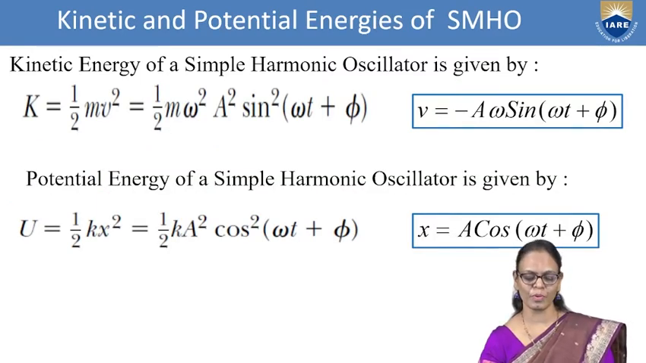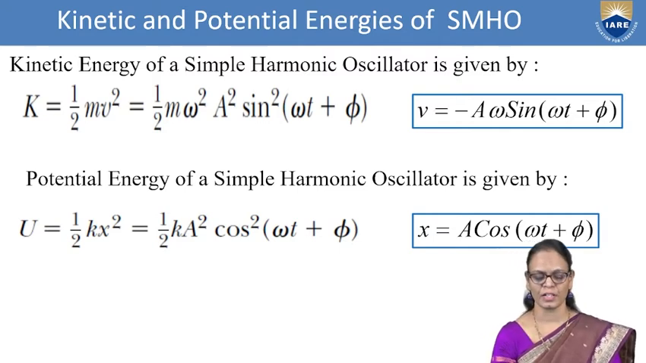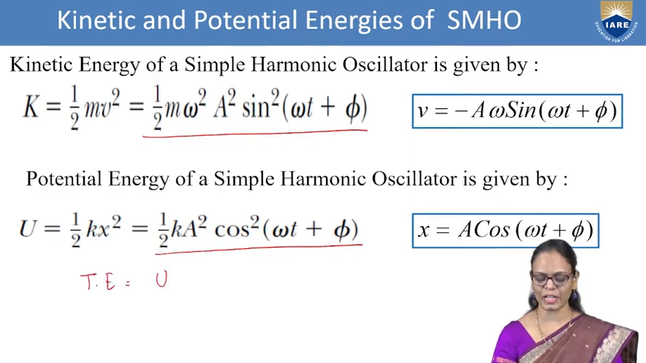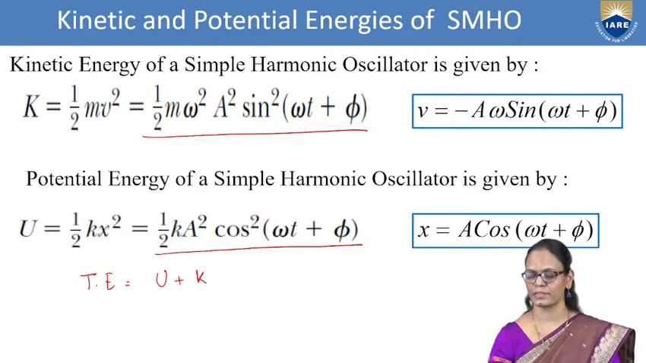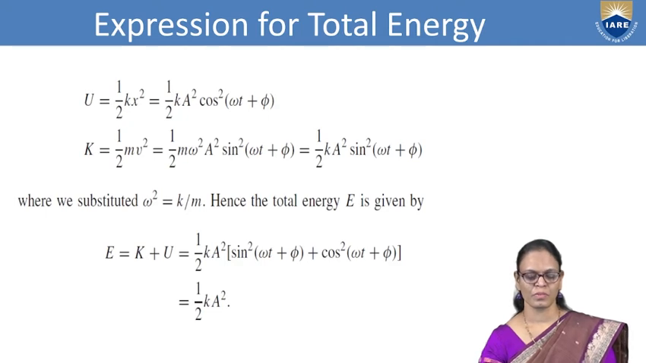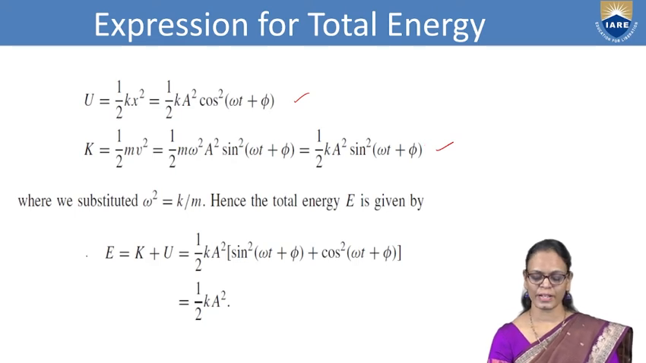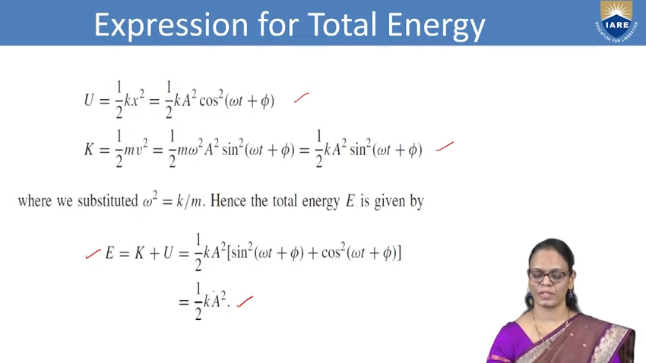Now, if we are talking about both the kinetic as well as potential energy, kinetic energy is given by half m omega square a square sine square (omega t plus phi), and potential energy is given by half k a square cos square (omega t plus phi). The total energy is always the potential energy plus the kinetic energy. So we have U, we have K, then the total energy is given by the sum of the two. So what we get here is half K A square.